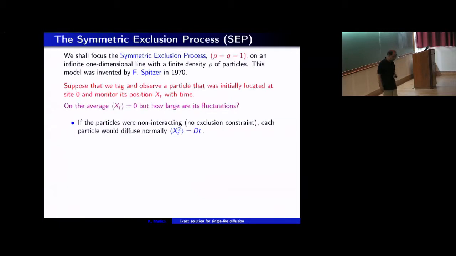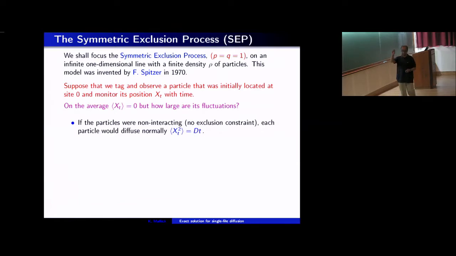So let's now focus on one special case of this exclusion process, the symmetric model, where a particle can hop in both directions with the same probability. So each one is a symmetric random walk with exclusion constraint. And this model was first defined in the mathematical literature by Spitzer in the 70s.